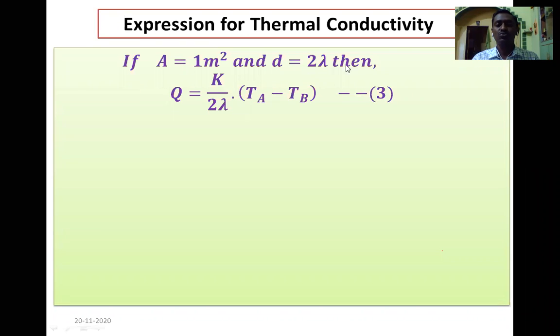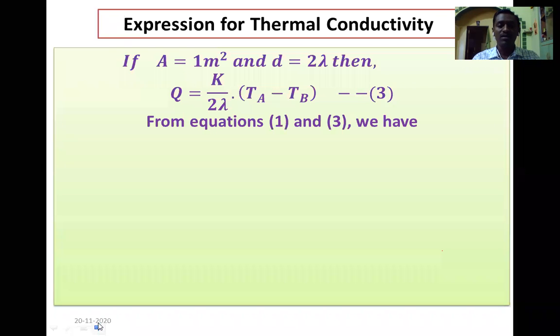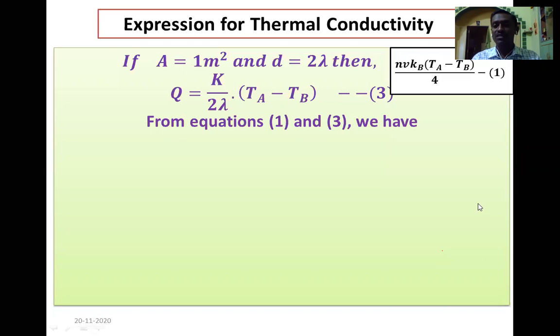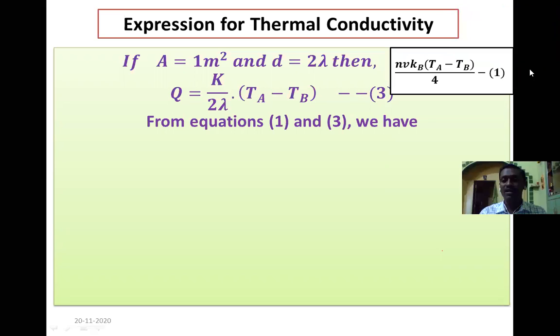If we take the length of the conductor equal to 2 times the mean free path length, the equation can be changed to the form Q equals K into 1 upon 2 lambda into Ta minus Tb. That is our equation number 3. Now equation 1 is calculated from the geometry of the figure. Equation 3 is calculated from the theoretical assumptions of the thermal energy. So from equations 1 and 3, here I have put equation 1, and n v Kb upon 4 into Ta minus Tb.